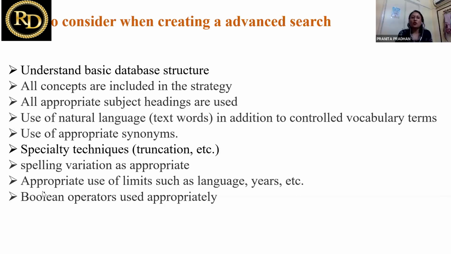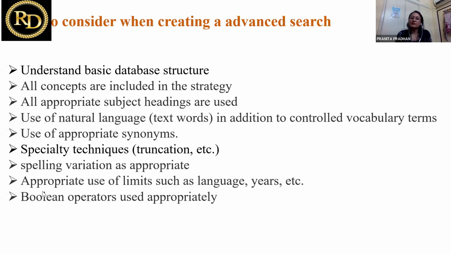Then all concepts are included in the strategy. Concept means in advanced search, we have to divide our search keywords into different concepts. If you are looking for a particular population like children, that comes under one concept. If you are looking for some problem like tuberculosis, that comes under a second concept. And if you are looking for a treatment of that particular disease, that comes under a third concept. Then we have to combine these concepts with appropriate Boolean logic or Boolean operators. So we have to include all the concepts in the strategy.